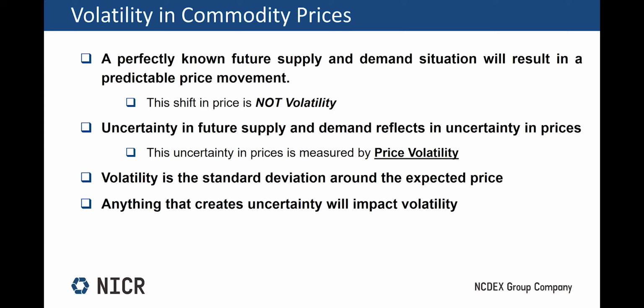So it could be a standard deviation. It is basically a standard deviation around the expected price. So this price volatility is one of the important factors which the futures market tends to minimize. I won't say control, tends to minimize.